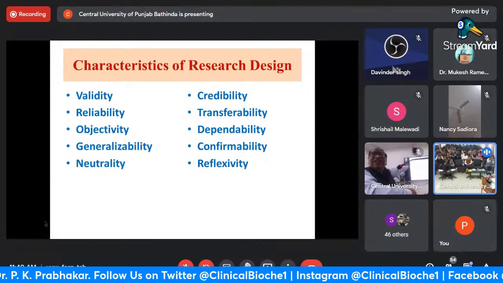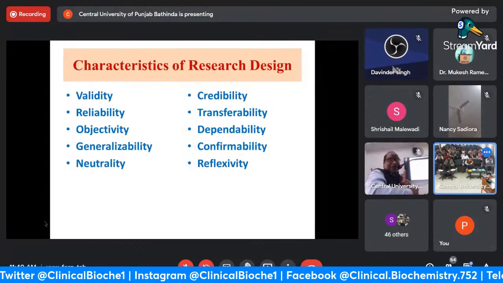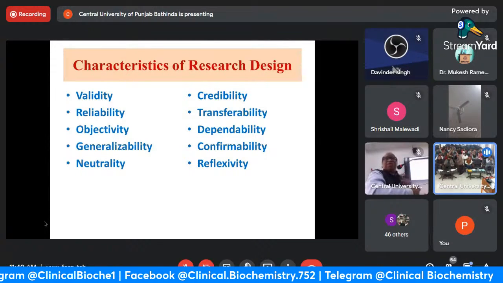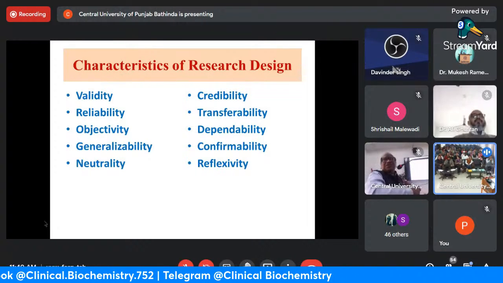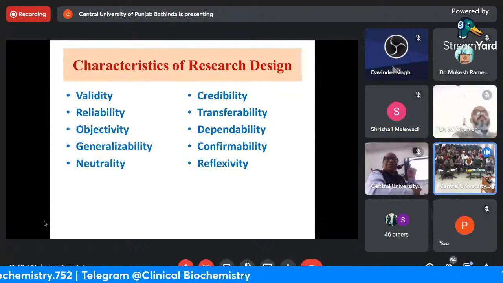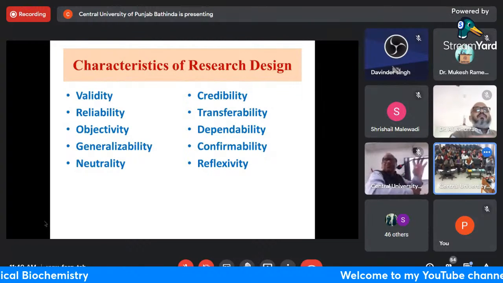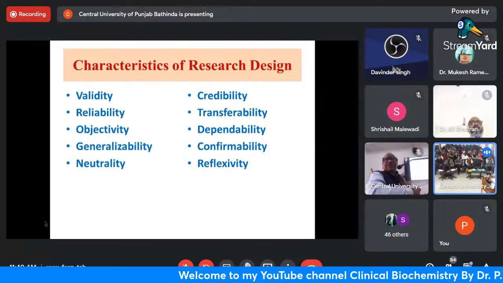You may select any design, no issue. But first, the design is not selected. First focus on the research problem, the research questions, and the sample. That will guide you on which design will be best for your research work.